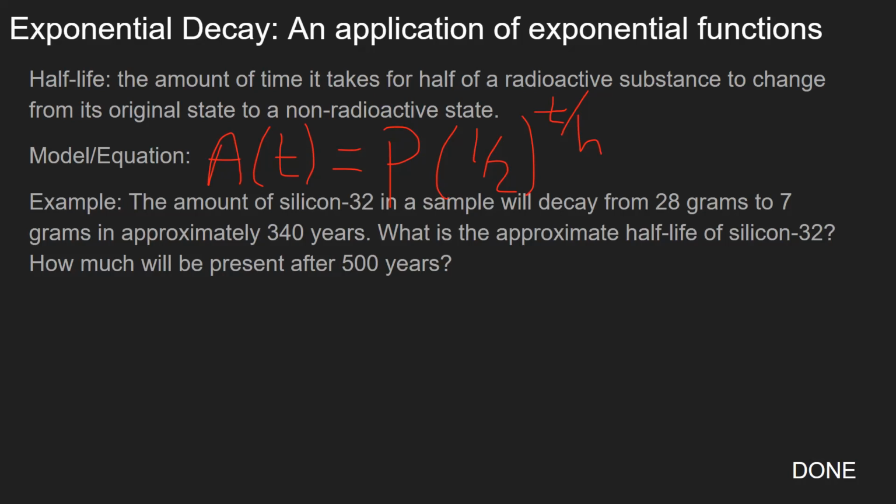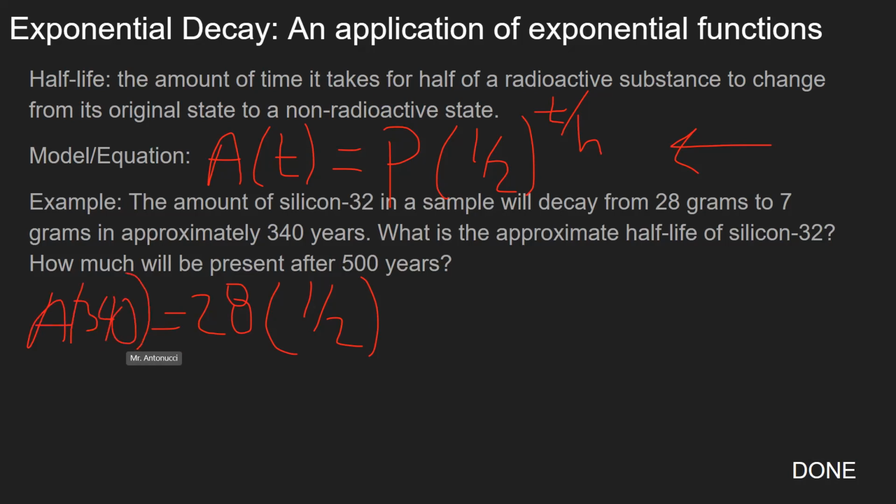So what we do is we use this model and substitute in what we know. We know that initially there were 28 grams, so the P is 28. It decreases to 7 in approximately 340 years. So that is A of 340 equals 28 times 1/2 to the 340, that's our time, divided by H, and the answer should come out to be 7. Okay, so we can solve this equation to get the value of H.